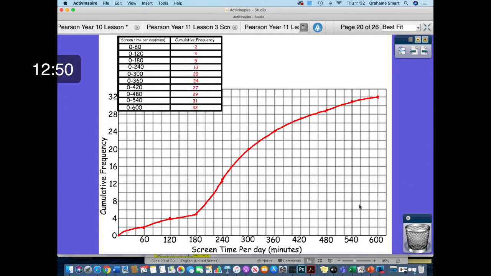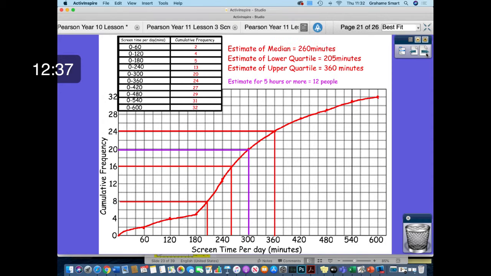Okay, so let's take a look at these answers, these solutions. It takes a while. Normally, in the exam questions you get pre-prepared axes as well, so obviously that saves you time. But what I want to do is go through them quickly, and particularly go through the one in purple, which is the estimate for 5 hours or more equals 12 people. That's the one I specifically want to go over.